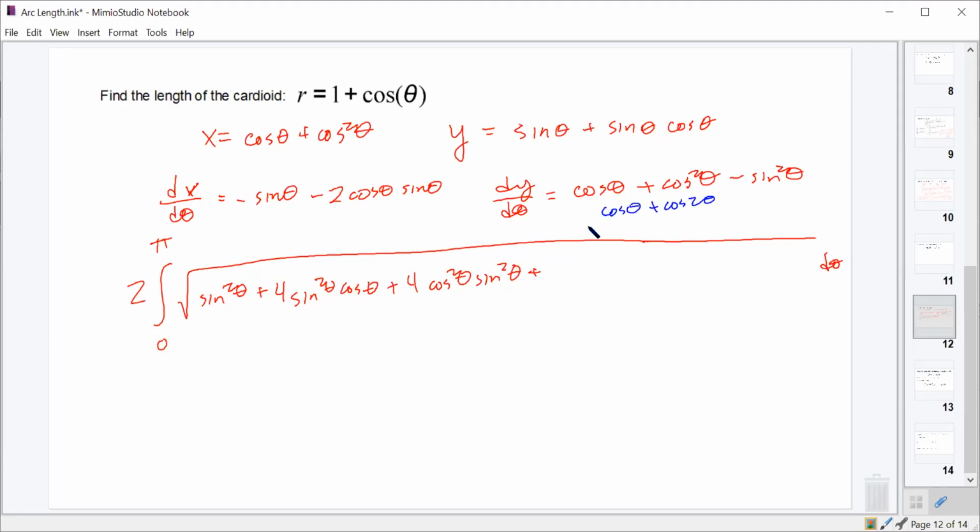So what do we get here then? This one becomes plus cosine squared theta, and then plus 2 cosine theta cosine 2 theta, plus cosine squared 2 theta. Everyone agree with that? Yeah, okay. And what else do we have going on in here that we can deal with?